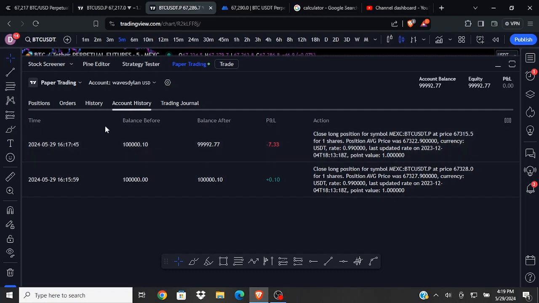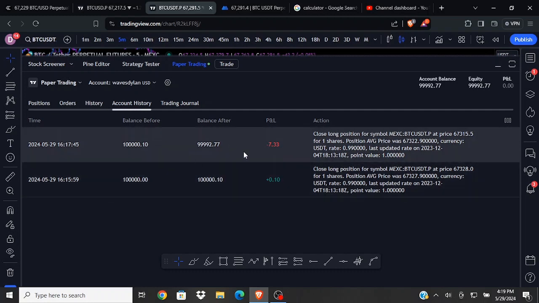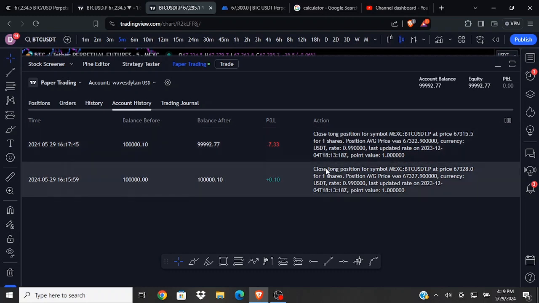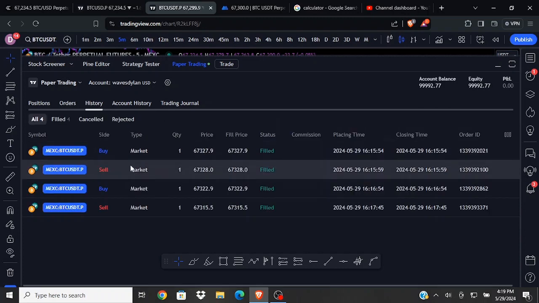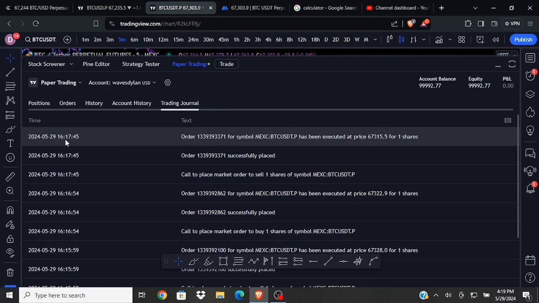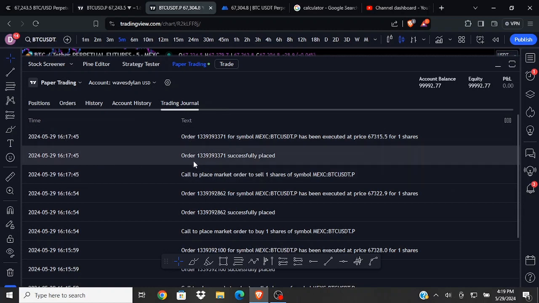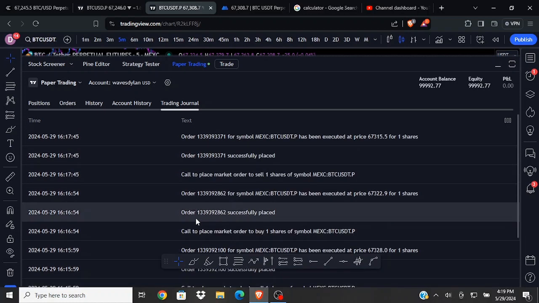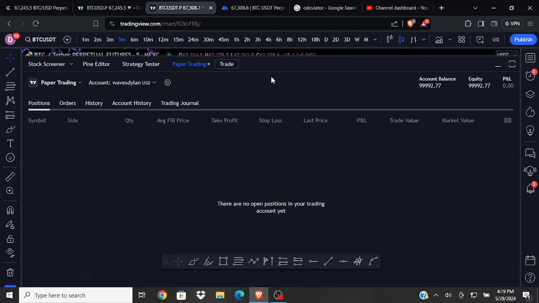So I think account history is just your positions. It'll give like a description of your position over here, closed long position, yada yada yada, closed long position over here. Whereas I think this is just order history, and you also have a trading journal option, which I guess just shows every function that you do, or something along those lines. I'm not exactly sure. Again, I haven't used this that much.